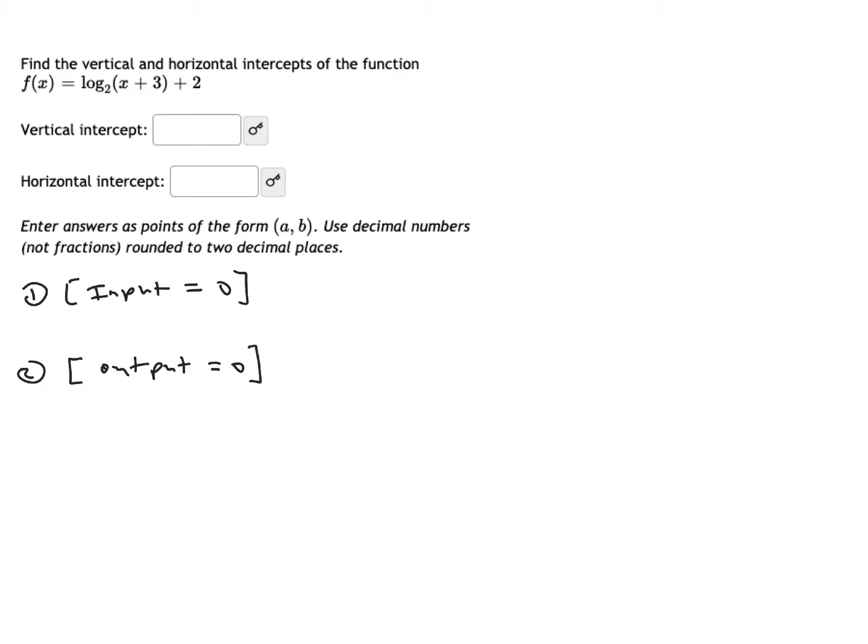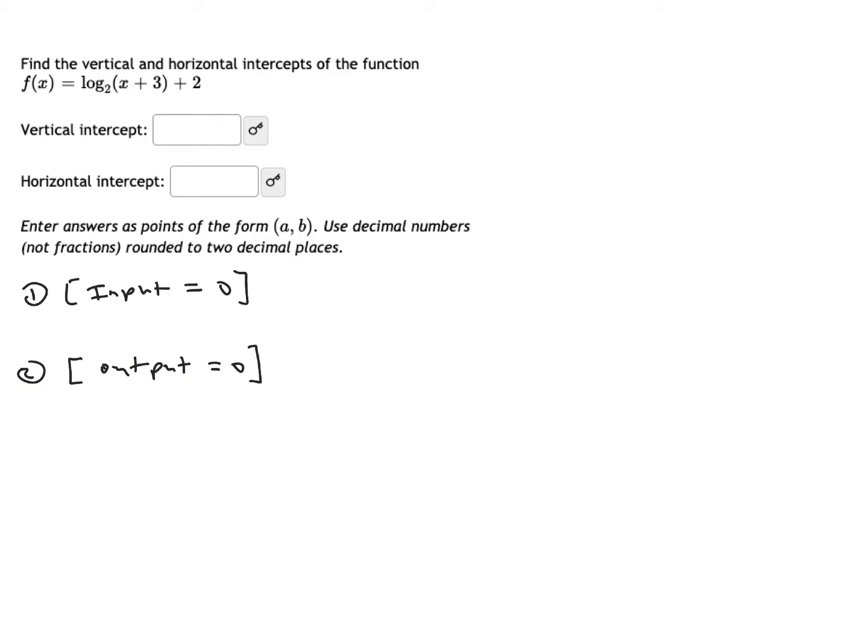It's easy to remember because the inputs are the x-coordinates and the outputs are the y-coordinates, and so you can just think about what type of coordinate would be on the x-axis or the y-axis and understand which one is which. Anyway, there's going to be one of each.